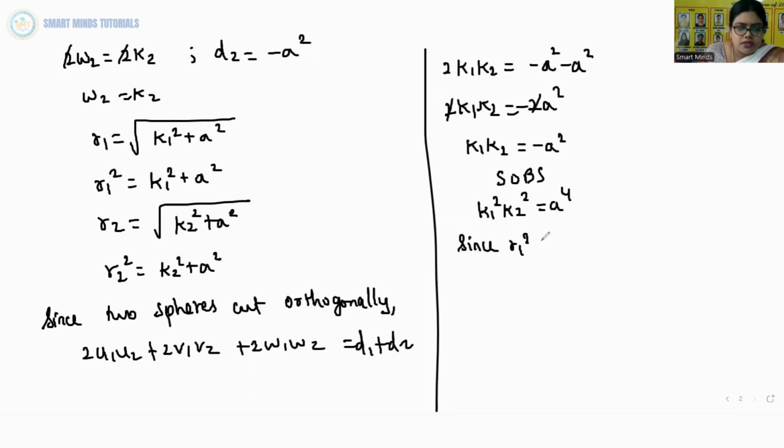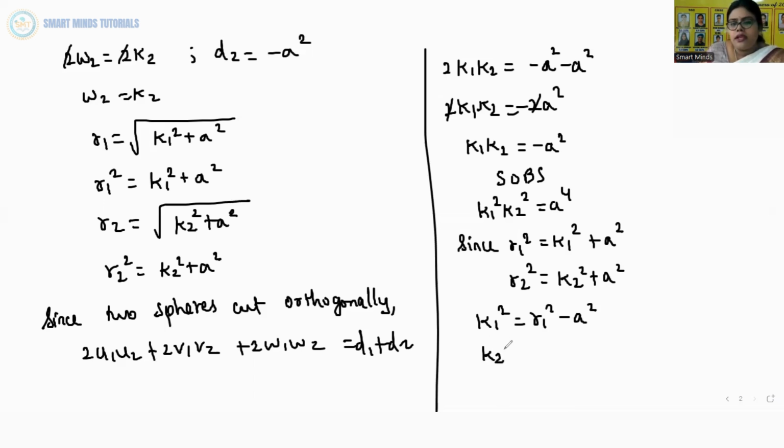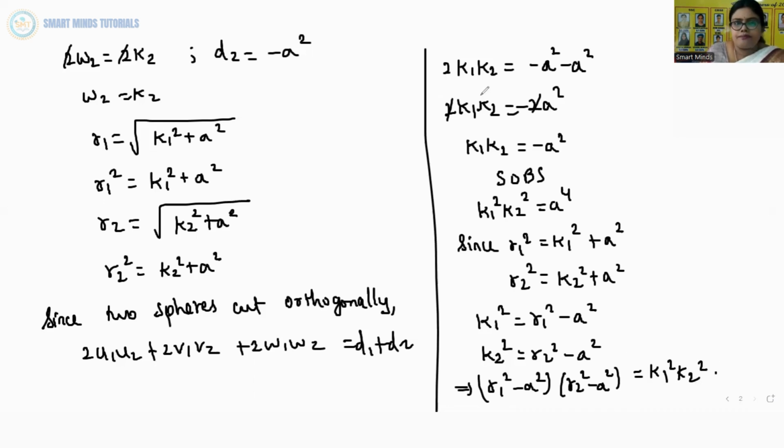Now, since r1 square is equal to k1 square plus a square and r2 square is equal to k2 square plus a square, can I say k1 square is r1 square minus a square and k2 square is r2 square minus a square? Now if I multiply them, we will get r1 square minus a square into r2 square minus a square is equal to k1 square k2 square. So now let's see how to proceed further. So r1 square minus a square into r2 square minus a square is equal to a power 4, because k1k2 is a square. So k1 square k2 square will become a power 4.